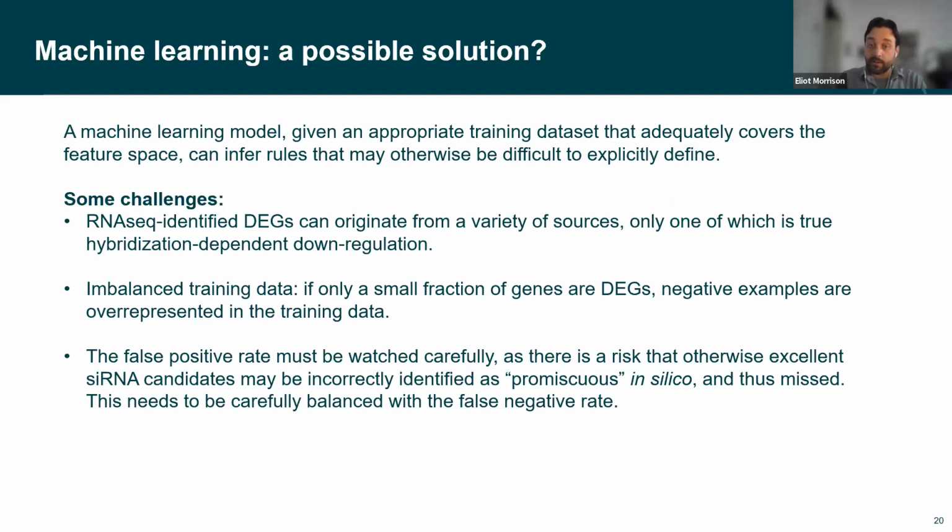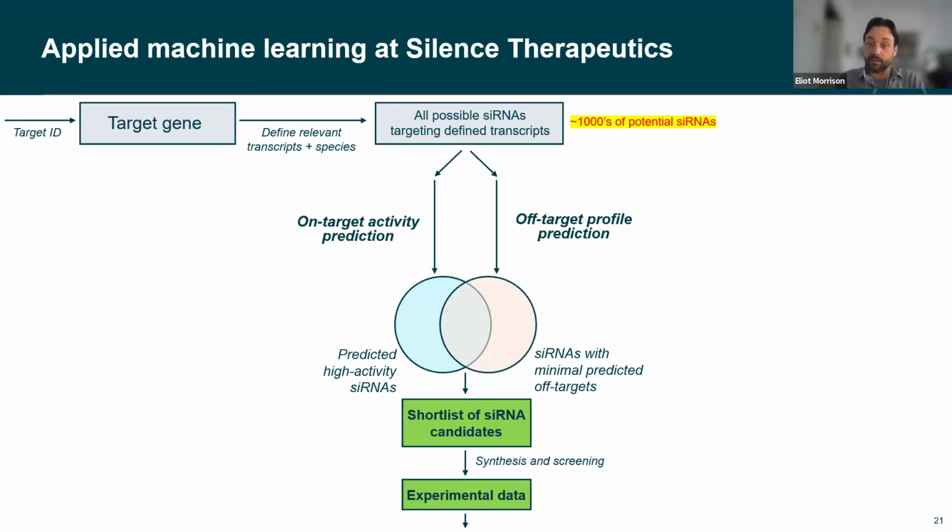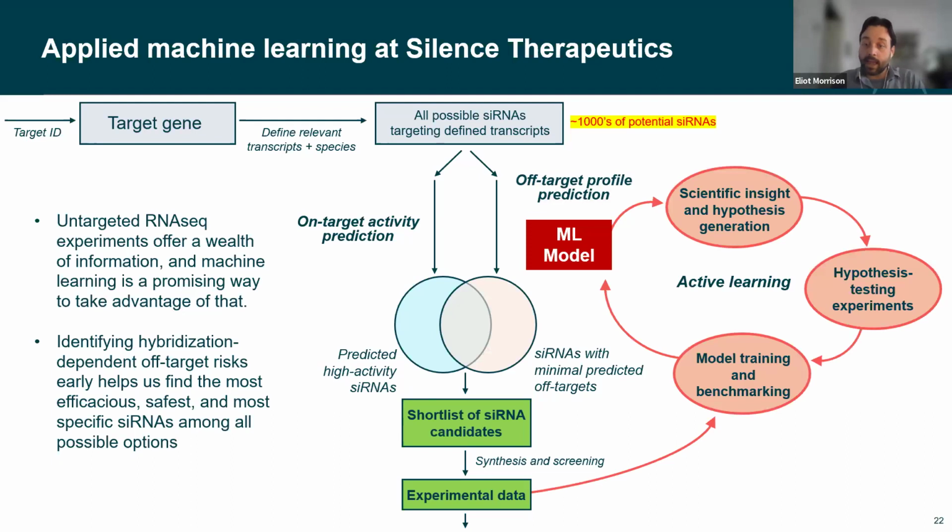Nevertheless, with all these challenges in mind, it is, I think, promising enough that we have, in fact, applied it at Silence. The way we've done that for our off-target profile prediction is that anytime we generate experimental data now, we ingest this into our model training process. And here we're able to then train new models and benchmark them to old models and see, is the performance getting better? Is it the same, or is it even worse?